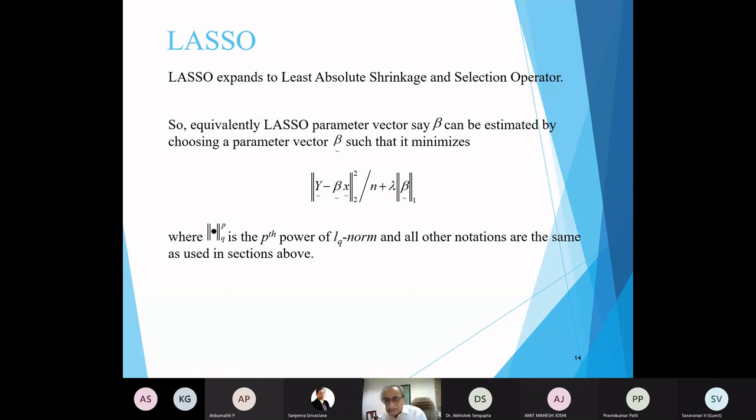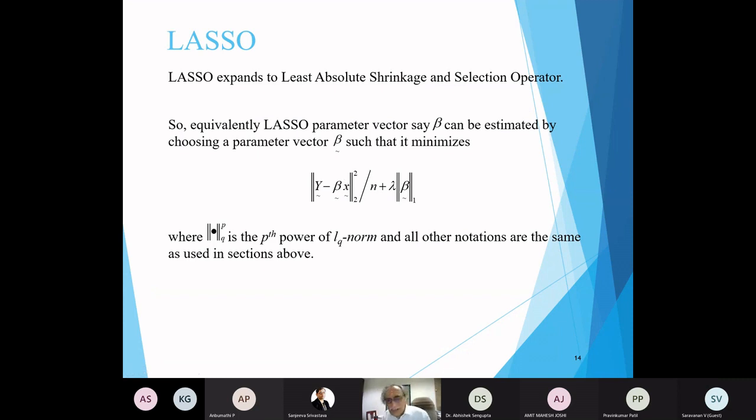Now the question is how to estimate the parameters beta 1, beta 2, ..., beta p. There is a notion of least square estimation, in which, forgetting about the second term, we choose values of beta 1, beta 2, ..., beta p which minimize the norm 2 squared of y minus beta x. So the summation of yi minus the model, squared, is minimized. You look for the values of beta which minimize this entity, and that is the least square principle.